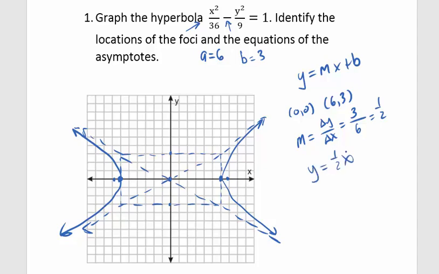Now, the next asymptote is going to be easy to find because it's really the same thing. Still centered at 0, 0, so my y-intercept is going to be 0, except instead of traveling up 1 over 2, this one is traveling down 1 over 2, or just the negative of that slope. So it's just going to be y equals negative 1/2 x. And so there are the equations of my asymptotes, and I've answered all the questions they wanted.